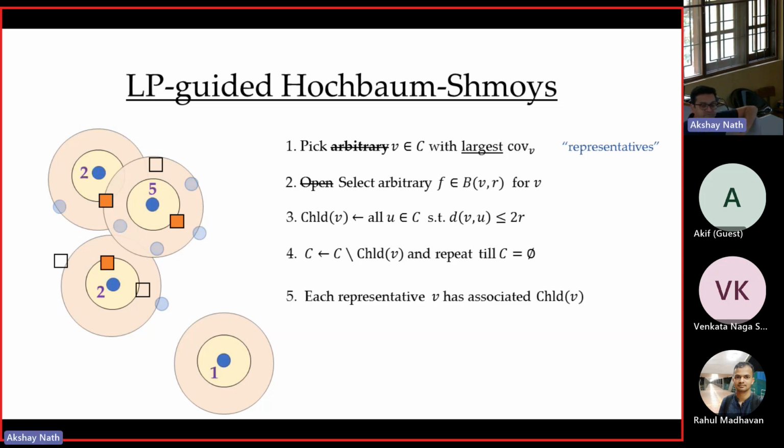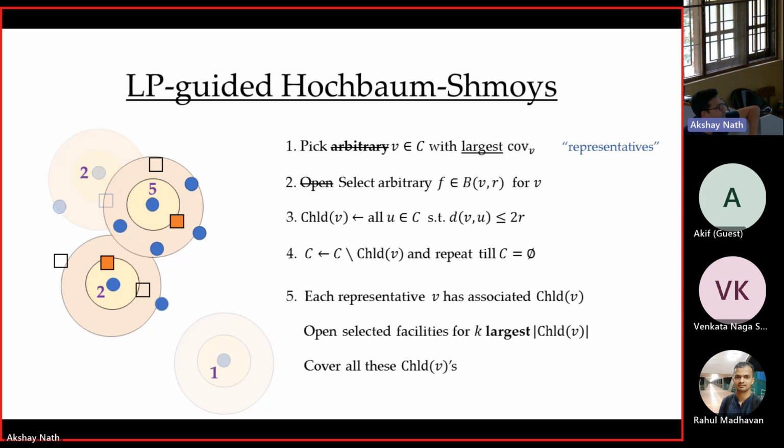So each representative B has some number of children which are in their balls. So I'm going to take that number and put that on their heads. So every representative has a number on their head, which indicates the number of children, number of clients in their orange ball. And now I'm just going to open K of the largest number.